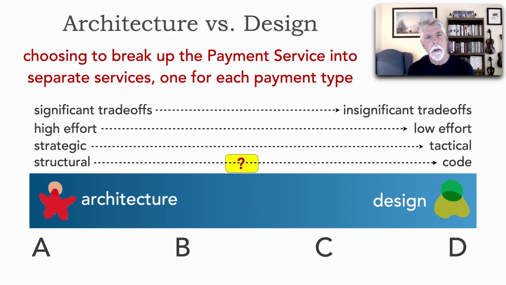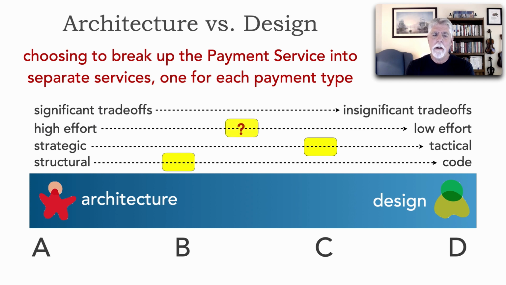Is this structural or code? Well, we're going to have to move a lot of source code, but we are creating additional deployment units and possibly more communication points between those. So this is more on the architectural side of the spectrum. Is this a strategic decision that involves a lot of people and a lot of time, or is it more tactical? Well, here it's neither of those extremes, but it's probably more of a tactical decision. We can make this decision fairly quickly with only a few people.